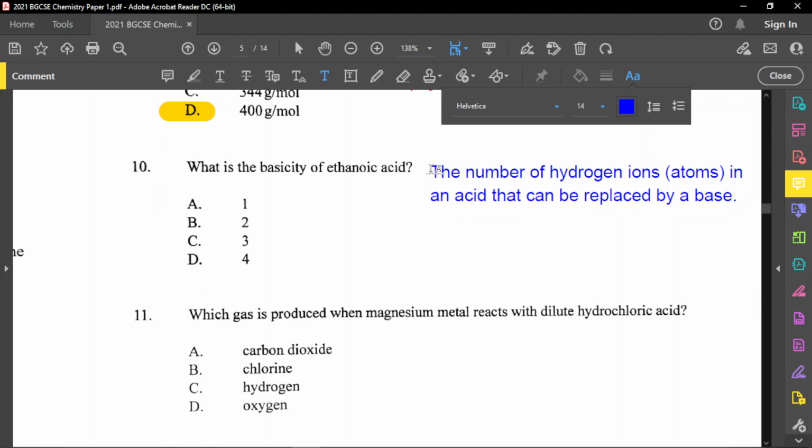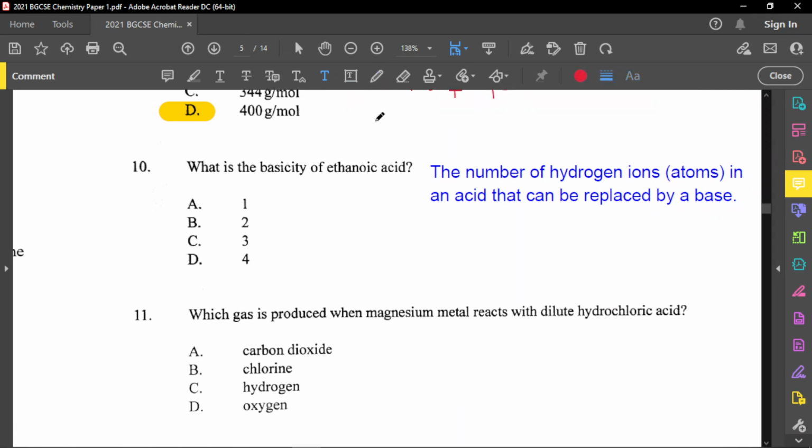Let me give you an example so you can understand this a little bit more. If you have an acid like HCl, HCl has only one hydrogen, so the basicity of HCl is 1 because it only has one hydrogen to give off. For sulfuric acid, H2SO4, it has 2 hydrogen atoms to give away. So the basicity of sulfuric acid is actually 2, because these 2 hydrogen atoms can be replaced with the base.